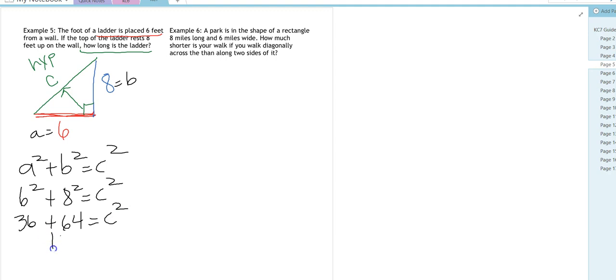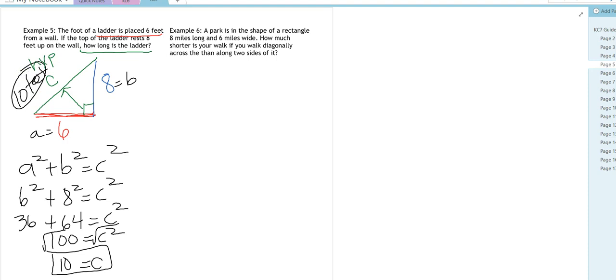Adding 36 and 64 is 100, equal to C squared. Take the square root of both sides. So C is 10. So therefore, our ladder would be 10 feet, right? So make sure we have our units in there if it's asking us.